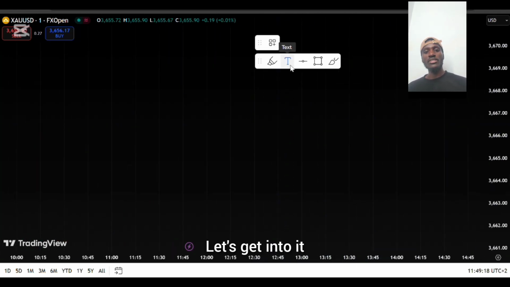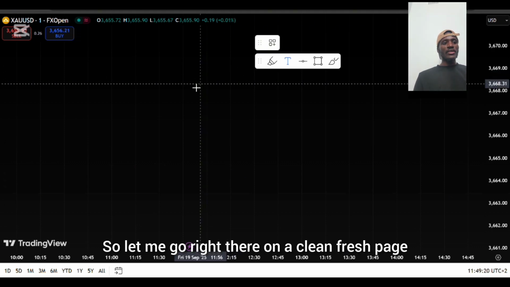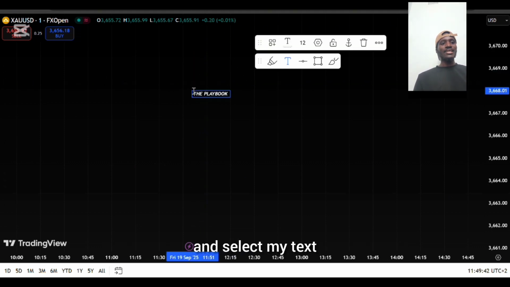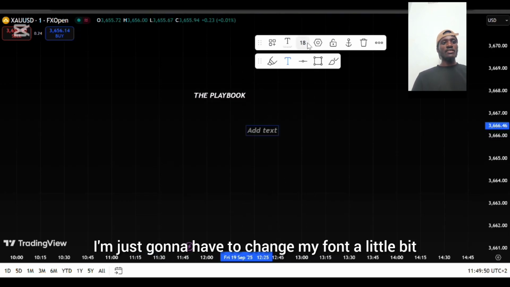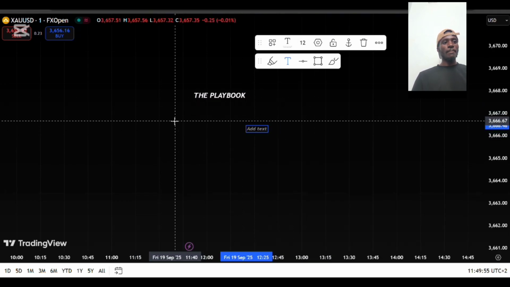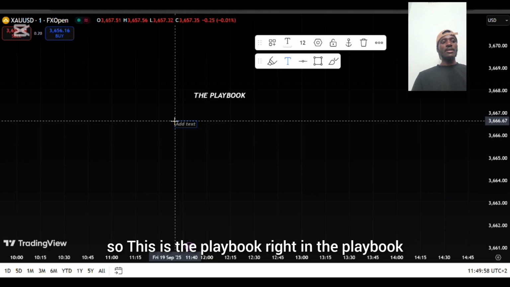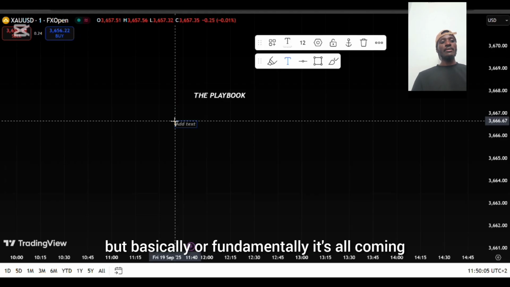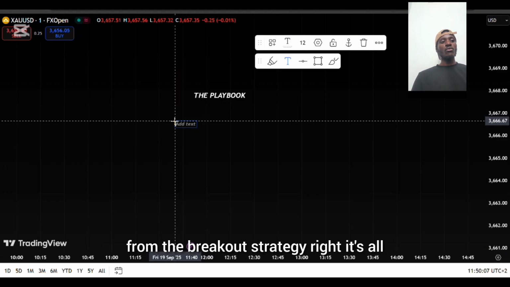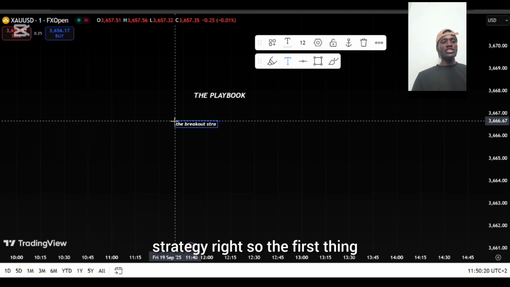Let's get into it. So let me go right there on a clean fresh page and select my text and write the playbook. I'm just going to change my font a little bit. Okay, so this is the playbook, right? And the playbook comes in 3 setups, but fundamentally, it's all coming from the breakout strategy. So I'm just going to write the breakout strategy.